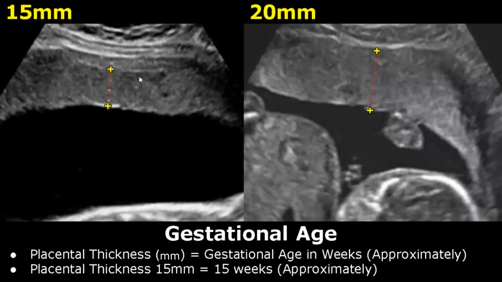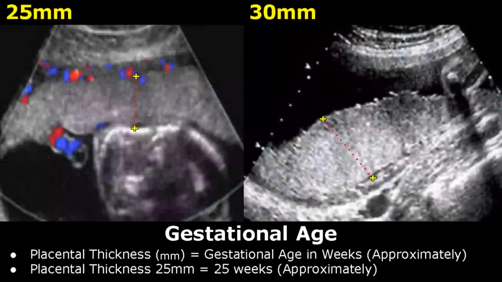These images of placenta are just used as examples. In the first image, placental thickness is 15 millimeters. So the gestational age will be 15 weeks approximately. In the second image, the placental thickness is 20 millimeters. So the approximate gestational age will be 20 weeks.